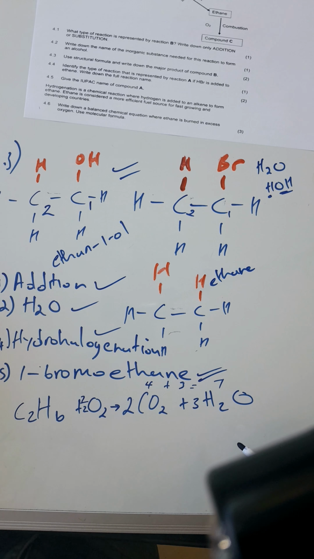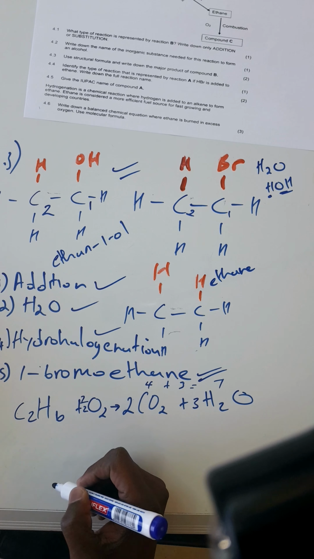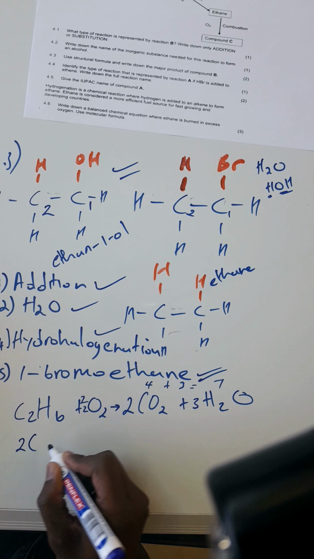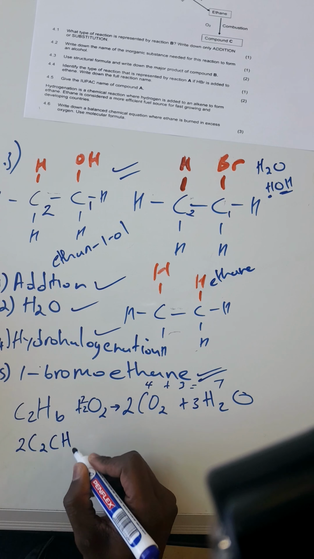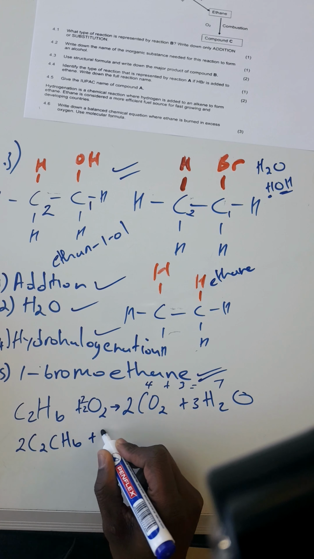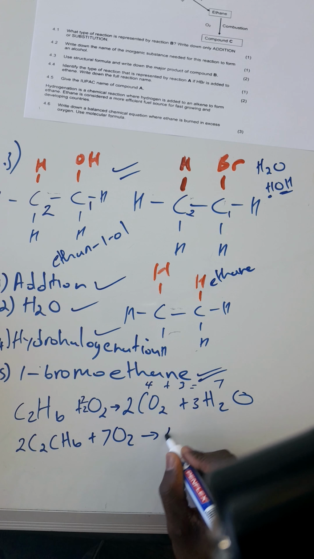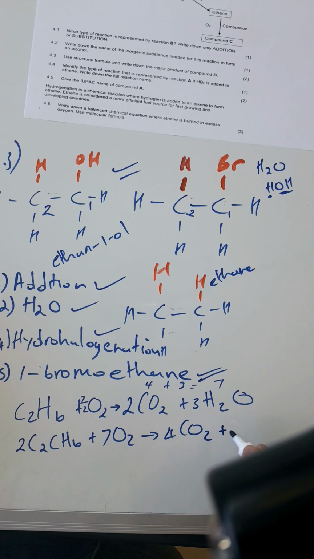So to make sure that this balances out, we multiply everything by 2. Meaning we multiply here by 2 to get 2C2H6, multiply 7 over 2 by 2 is simply 7 O2, multiply 2 by 2 to get 4 carbon dioxide, plus multiply the 3 by 2, it's 6 waters. So this is a balanced combustion reaction for ethane.